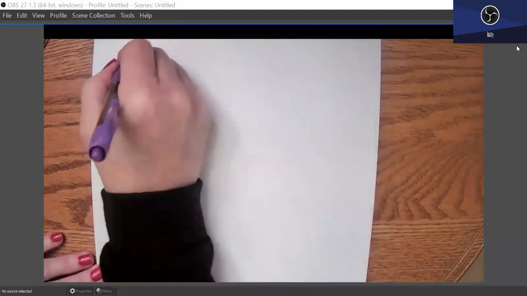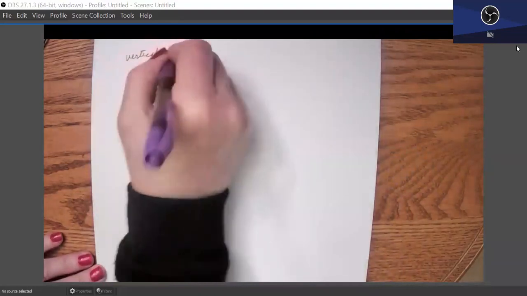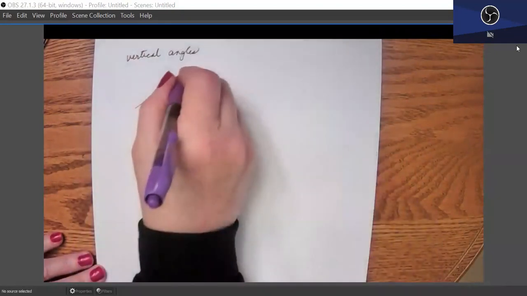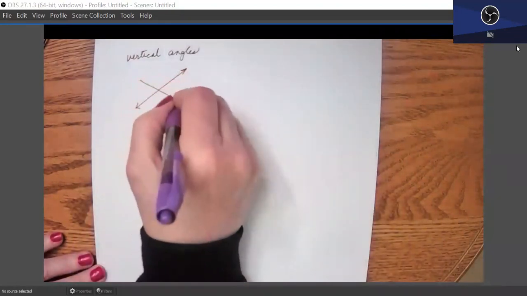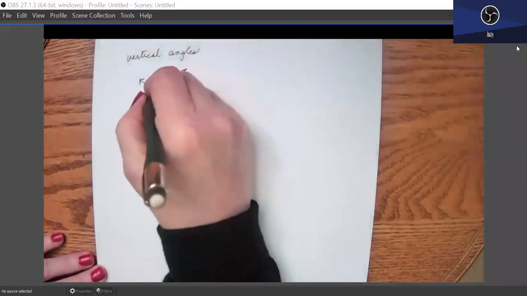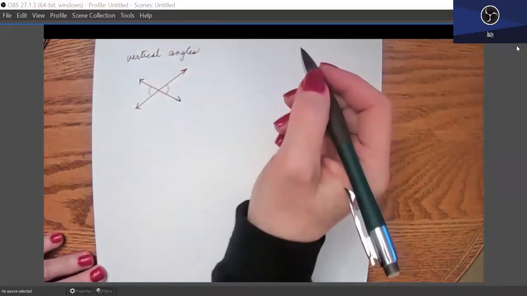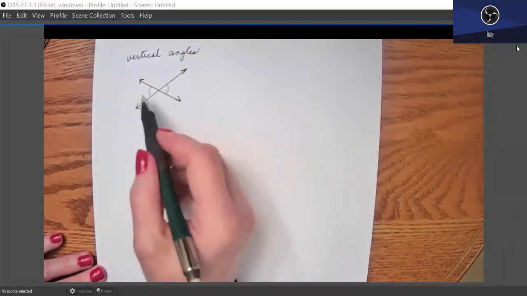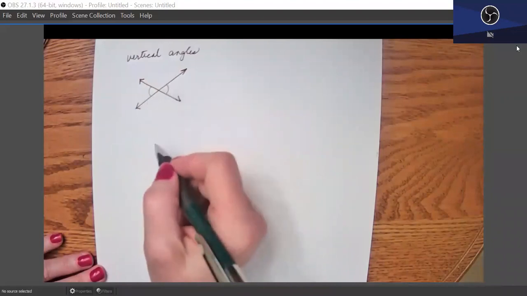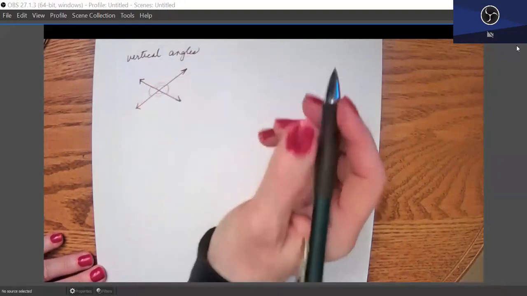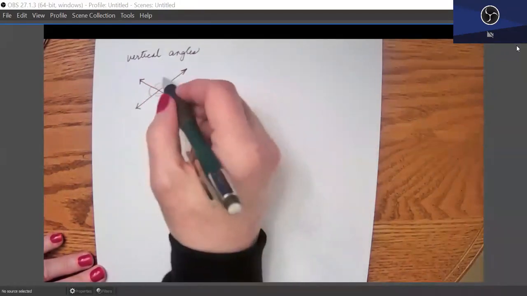All right, so first of all, we have the definition of vertical angles. Vertical angles are the angles that are created when two lines intersect, and they are non-contiguous. So these two angles are considered vertical angles because they are created by the intersection of two lines. And vertical angles are always the same measure. By the way, these two angles are also vertical angles, and they are also the same measure.